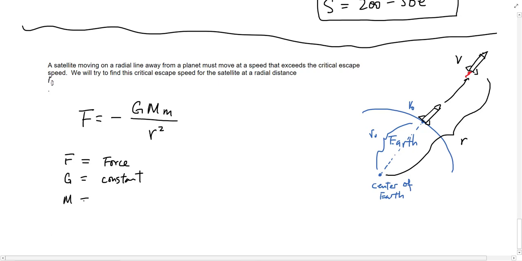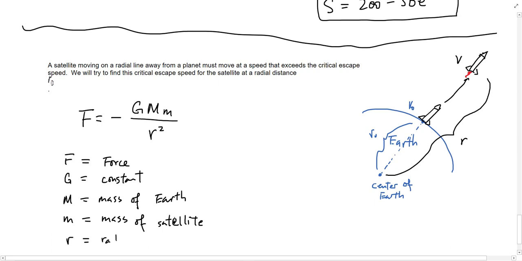Capital M, I guess we can say this is the mass of the planet Earth, which exerts the gravitational pull. And lowercase m would probably be, in this case, the mass of the satellite or the rocket that we try to have escape from Earth. And obviously r is the distance between the center of the Earth and the rocket, which in here we're going to call the radial distance, because it basically stems from the center, so it acts like a radius.